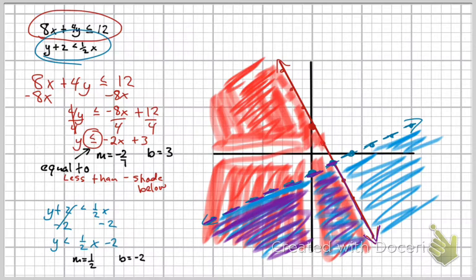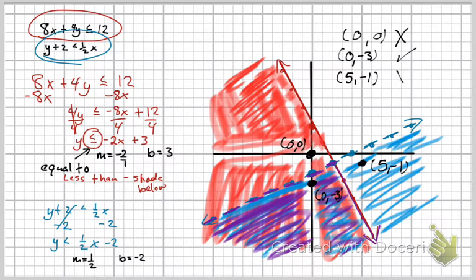So let's see, which ones of these could actually be considered solutions? Would the origin be considered a solution to this problem? No. The origin is only in the red section. If I looked at (0, -3), would that be considered a solution? Okay, (0, -3). Yes, that is squarely in the purple overlapping section. So yes, that is a solution. If I look at (5, -1), okay, (5, -1) is only in the blue section, which means this is not a solution.